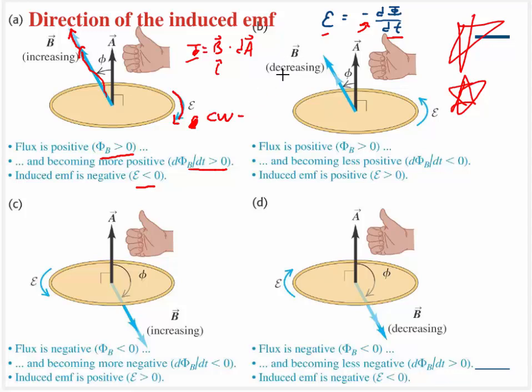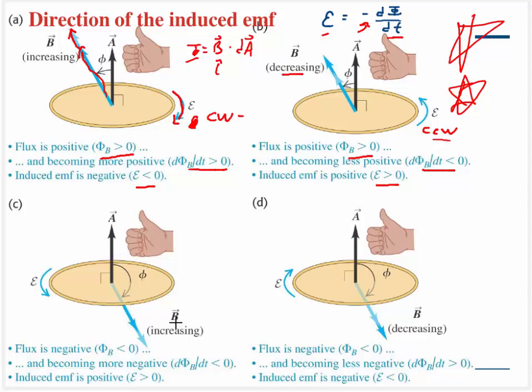If the magnetic field is decreasing for the same scenario where B and A are in the same direction, then the flux is positive, and it's becoming less positive, smaller and smaller, and the induced EMF is then larger than 0, and so it's in the counterclockwise direction.